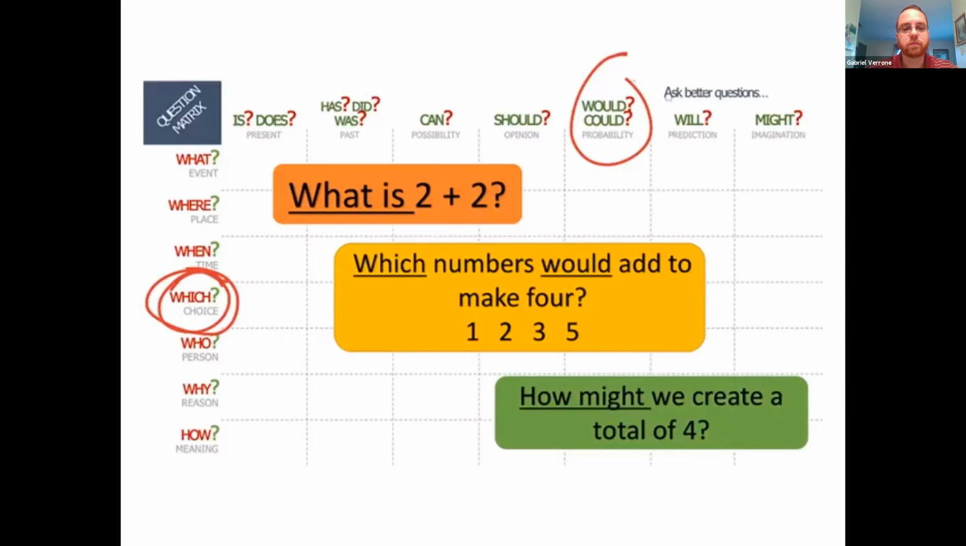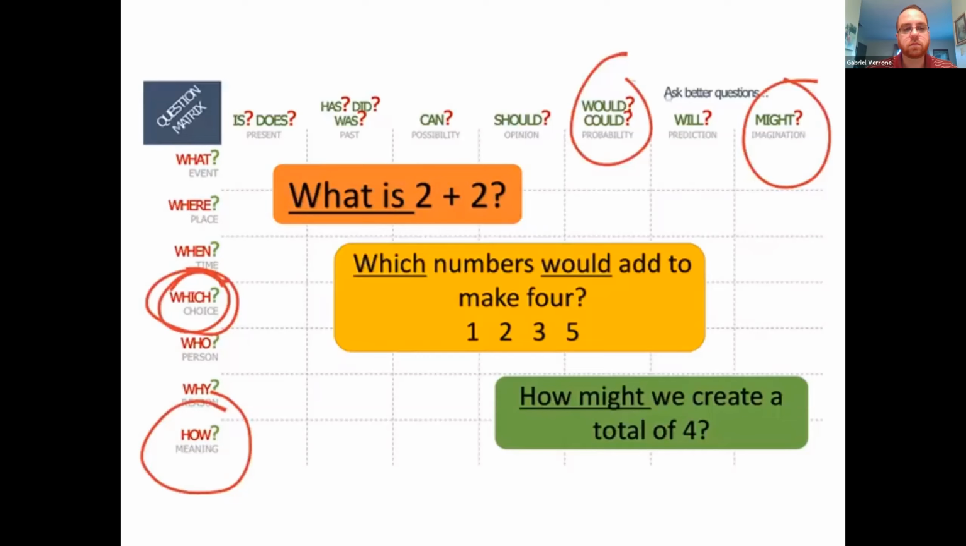And then to take that one step further, to make it even more challenging, we can use how and might. How might we create a total of 4? And that's much more open-ended. It gets a child to use their imagination, and it gets them to develop the understanding of what a total of 4 means. So a total of 4 could be a total of 4 in terms of weight, a total of 4 grams, but a total of 4 grams would be different than a total of 4 kilograms. And a total of 4 meters would be different than a total of 4 centimeters. So it really starts to get that child thinking about what the quantity of 4 means.